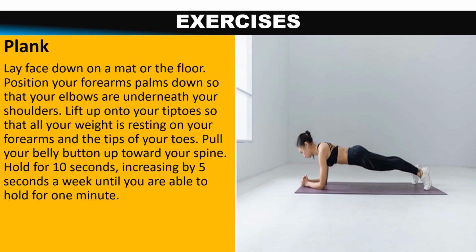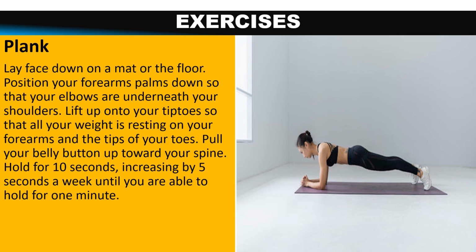Exercises. Plank. Lay face down on a mat or the floor. Position your forearms down so that your elbows are underneath your shoulders. Lift up onto your tiptoes so that all your weight is resting on your forearms and the tips of your toes. Pull your belly button up toward your spine. Hold for 10 seconds, increasing by 5 seconds a week until you are able to hold for 1 minute. Okay, so this is the exercise.